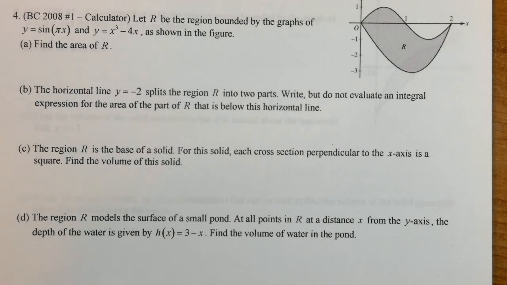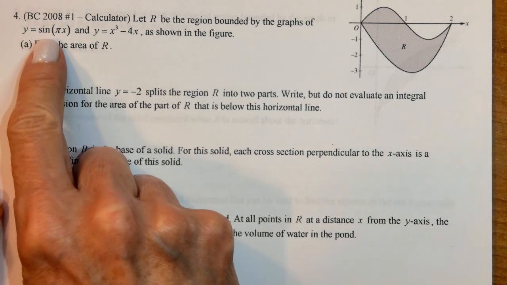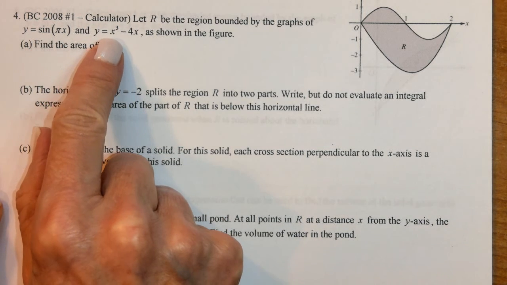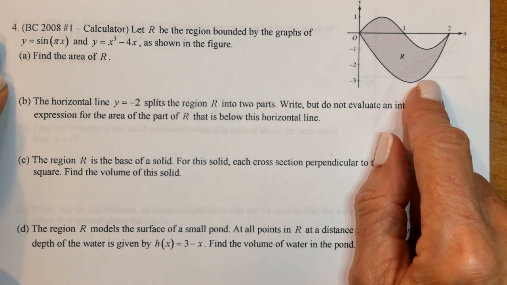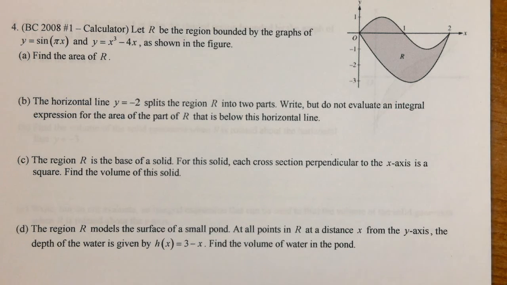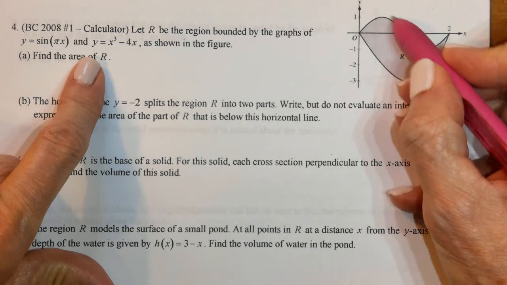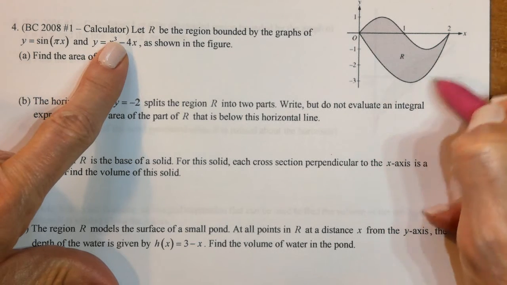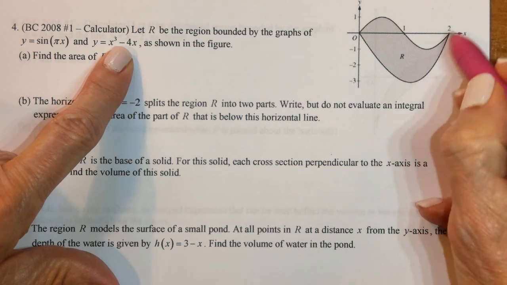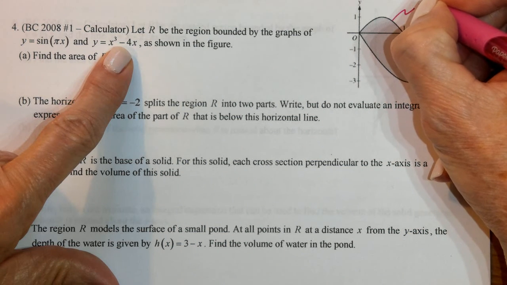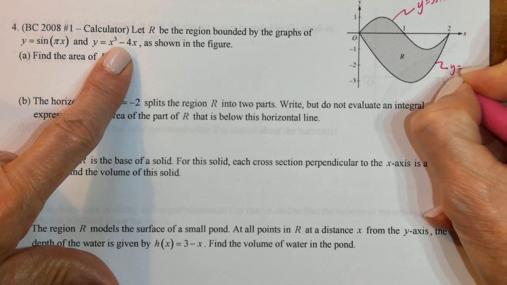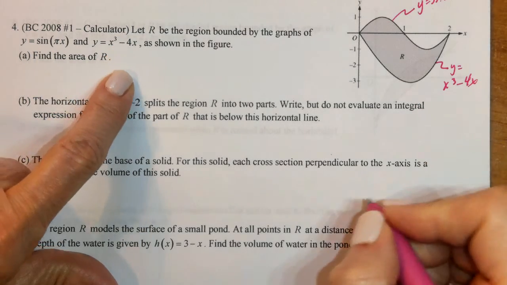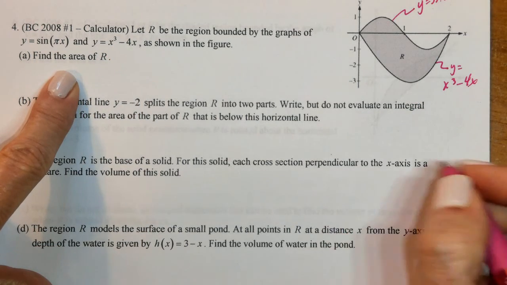That says let R be the region bounded by the graphs of y is equal to sine of pi x and y is equal to x cubed minus 4x. Which is which here? If you are unsure, very quickly go plug those into your calculator. But to me it's pretty obvious that this is the sine wave, and that means this one must be part of x cubed minus 4x. So there's y is equal to sine of pi x, and here is y is equal to x cubed minus 4x. Part A, find the area of R.